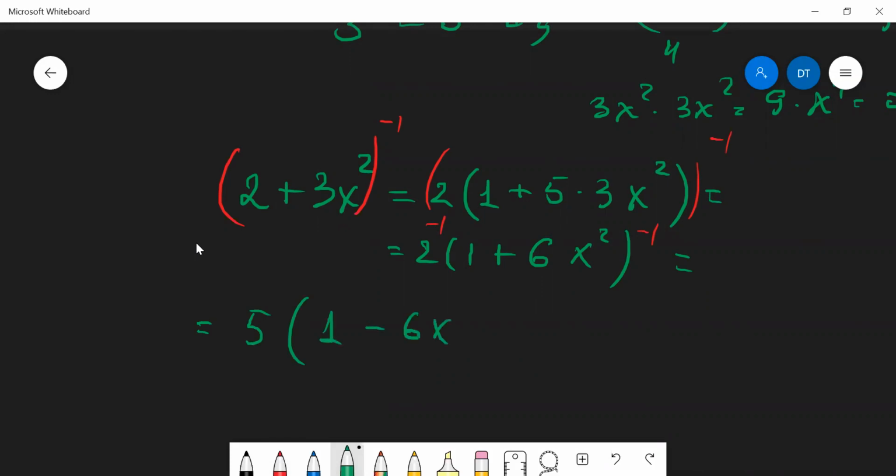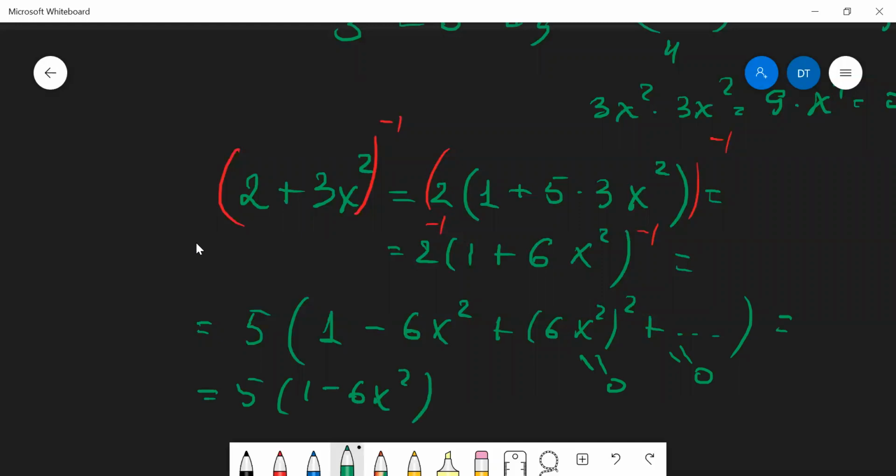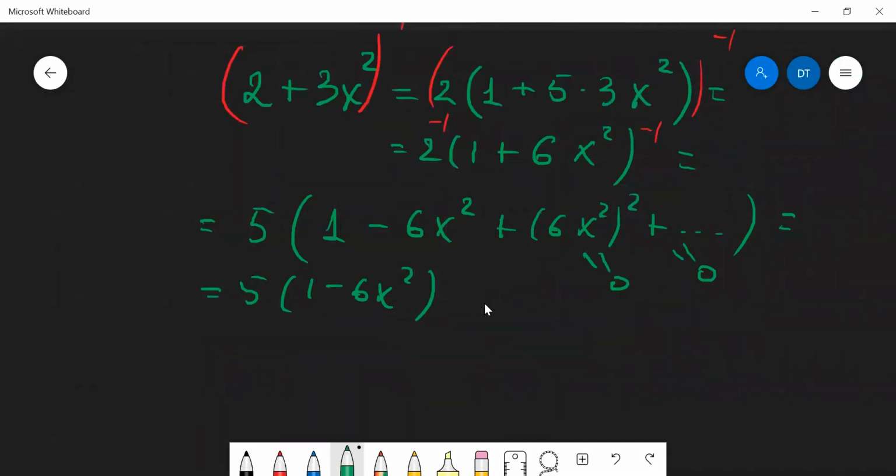1 minus 6x squared plus 6x squared to the power of 2 plus and so on. But already this power is 0, so all other powers are equal to 0. So the inverse is just 5 times 1 minus 6x squared. And 0 minus 6 modulo 9 is just 3. So you can write it like 5 times 1 plus 3x squared.